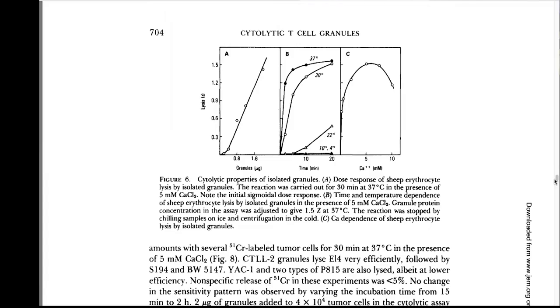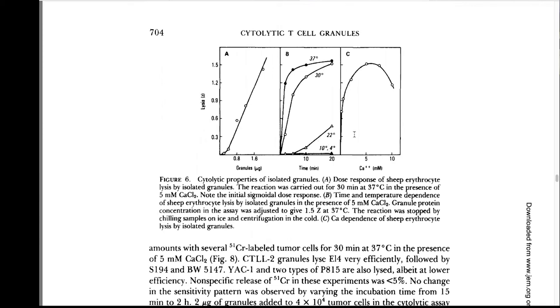So then figure 6 is our depiction of the concentration dependency of the cytotoxicity in panel A. As you increase the granules, you get increasing cytotoxicity. And then this is the time course of cytolysis. And you can see at 37 degrees, it happens really fast. It's basically over within about 2 minutes. Whereas when you lower the temperature, you lose the cytotoxic capacity of the granules.